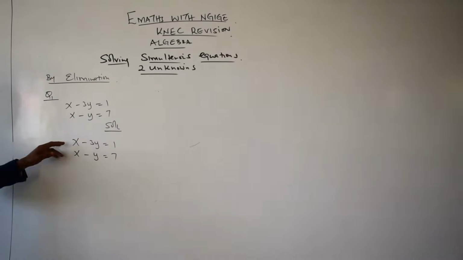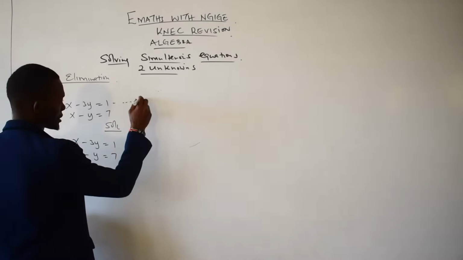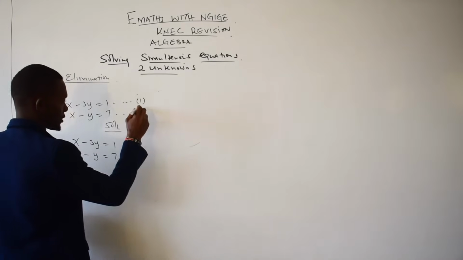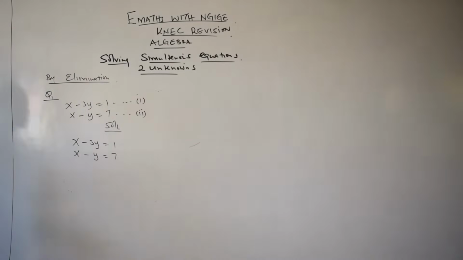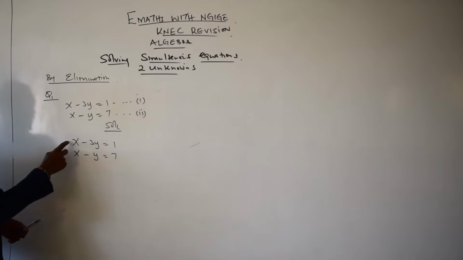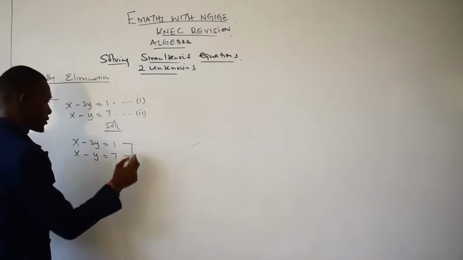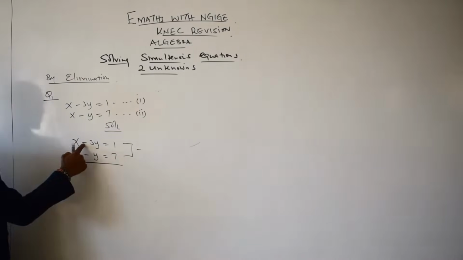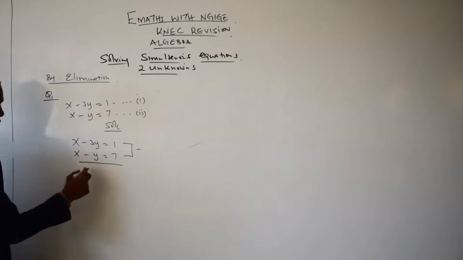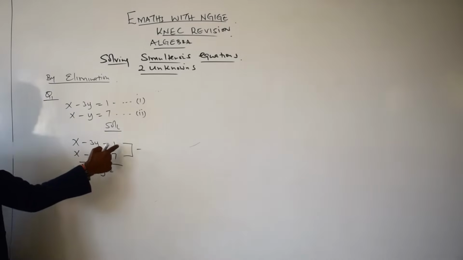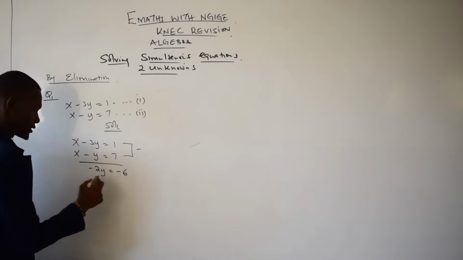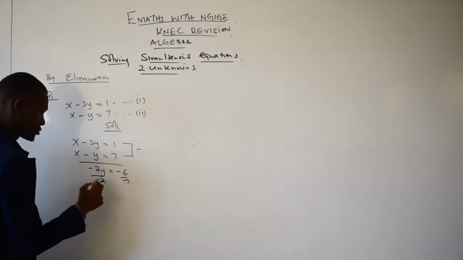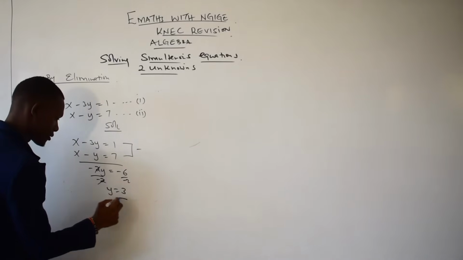So what do you do with equation number 1 and equation number 2 for you to eliminate? The question is always, will you add or will you subtract for you to eliminate a term? In our case here, for us to eliminate x, we have to subtract this x and this x. So we use subtraction. x minus x gives you 0. Then you have negative 3, negative, negative, that becomes positive. So negative 3 plus y gives you negative 2y. Then 1 minus 7 gives you negative 6. Then negative 2, negative 2. Therefore, your y will be 3.